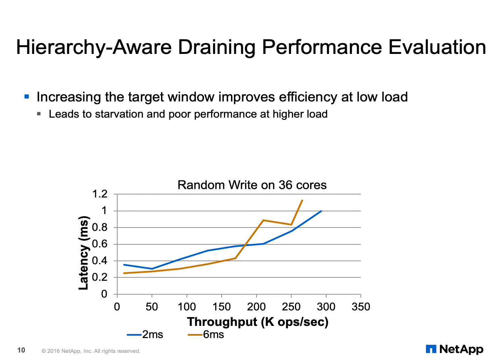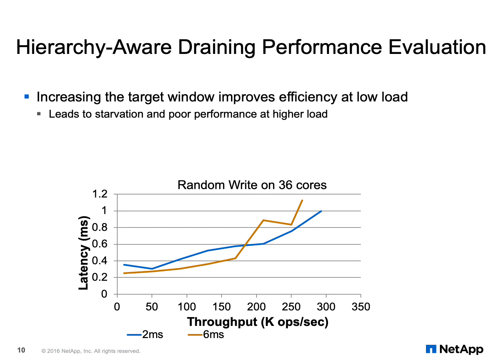But before we do that, let's look at this graph at the bottom of the slide, which shows a throughput versus latency graph for a random write benchmark on 36 cores at increasing levels of load. Traditionally, WAFL has used 2 milliseconds as the interval for its periodic draining. An alternative to hierarchy-aware draining is to increase this 2 millisecond period to 6 milliseconds, just so that we perform draining less frequently and therefore pay the wasted cycles cost less frequently. The 2 millisecond run is shown in blue, and the evaluation with 6 milliseconds is shown in orange.